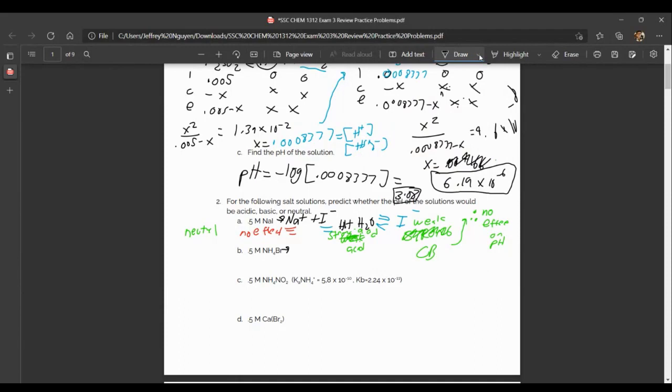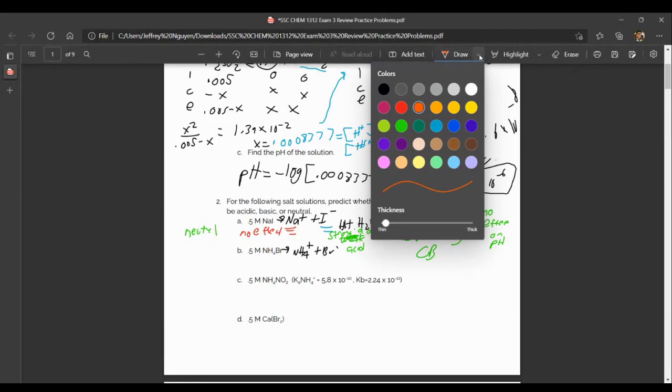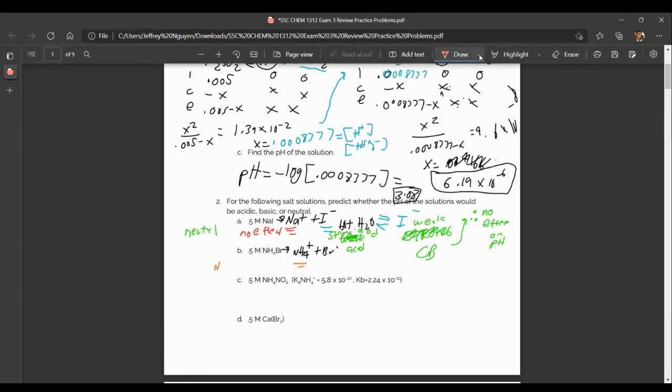So we have NH4 and Br. NH4Br turns to NH4+ and Br−, right? So let's first take a look at the NH4+. We have NH4+ in solution, and we've gotten that by reacting with water somehow.